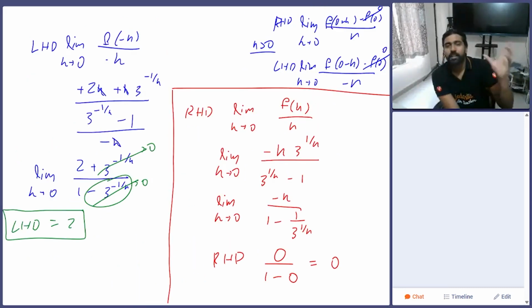The function is a bit confusing with a lot of terms over there. Basic limit concept is all that you have to use. Infinity concept, taking infinity common, creating zeros. That's all you have to do. Okay? So we get left hand derivative as 2, right hand derivative as 0. So yes, option B will be the answer. Okay. Moving on, what do we have next?